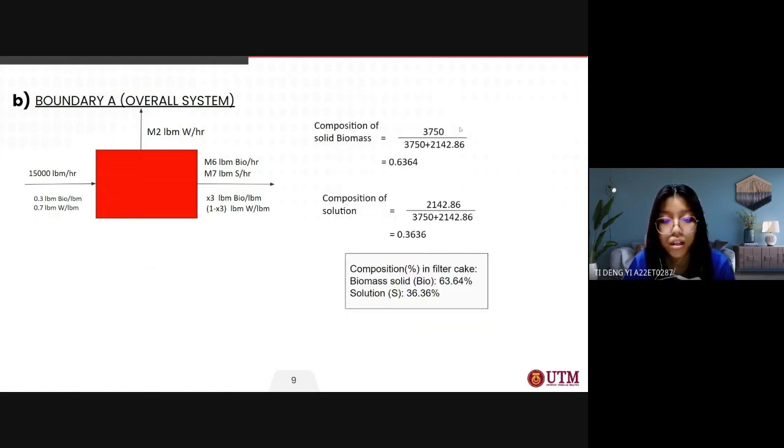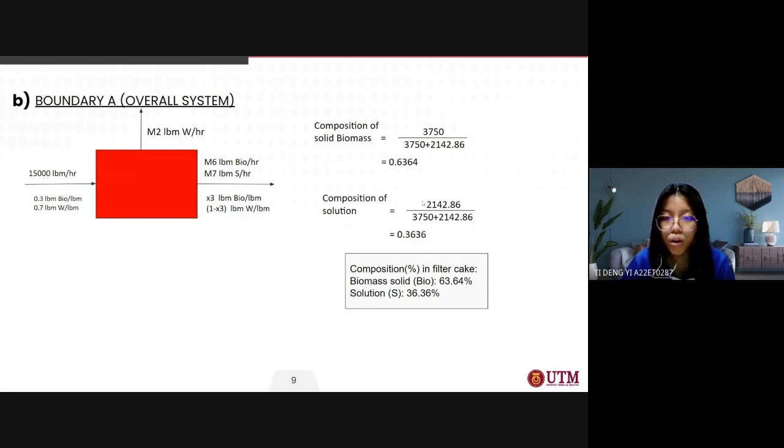Next, the question wants us to solve for the composition, in percentage, of biomass solid and solution in the filter cake. Firstly, we need to find the composition of solid biomass. We can take 3,750 divided by the total flow rate output, which is M6 plus M7, so we get 0.6364. For the composition of solution, we take 2,142.86 divided by M6 plus M7, and we get 0.3636.